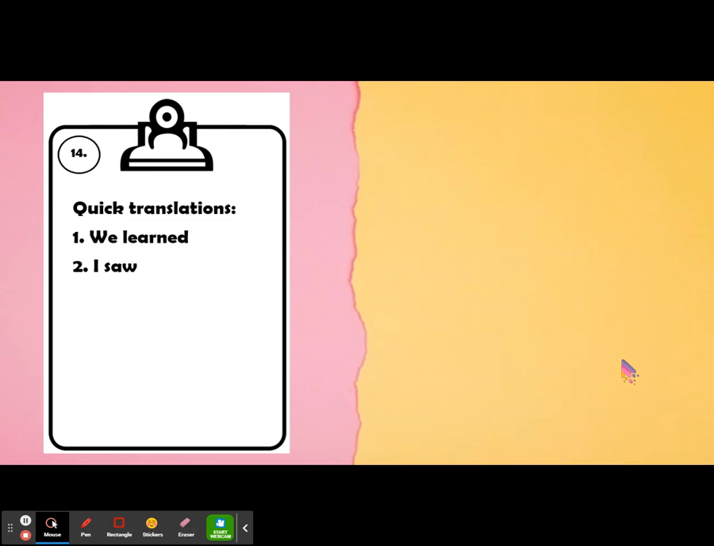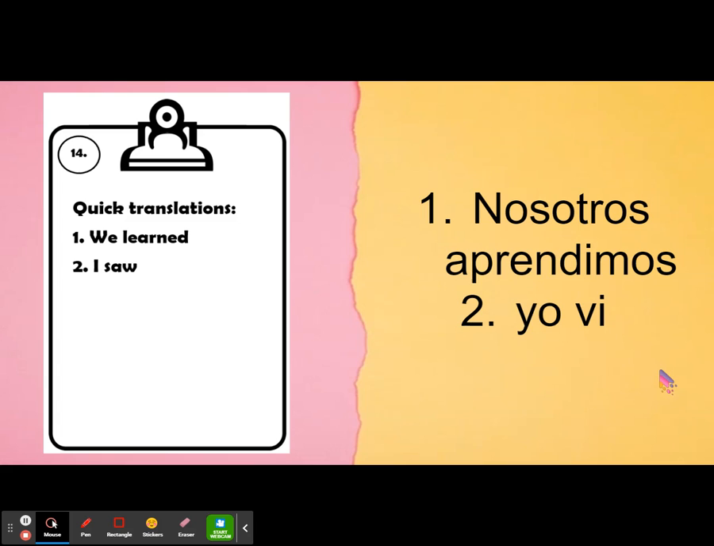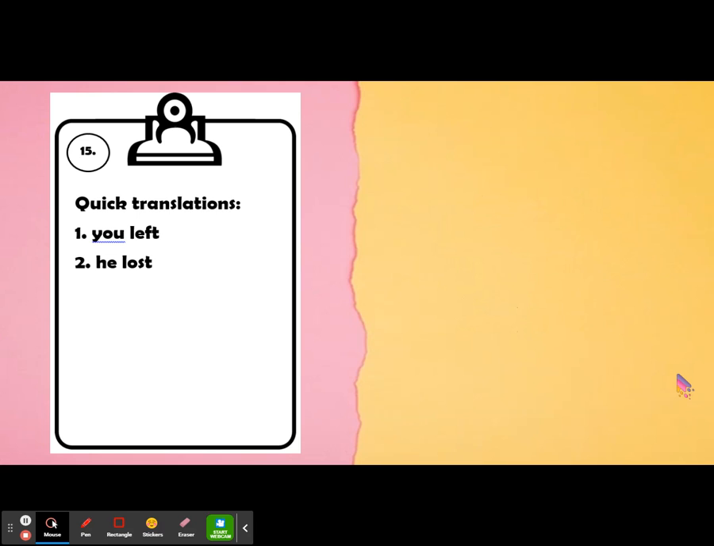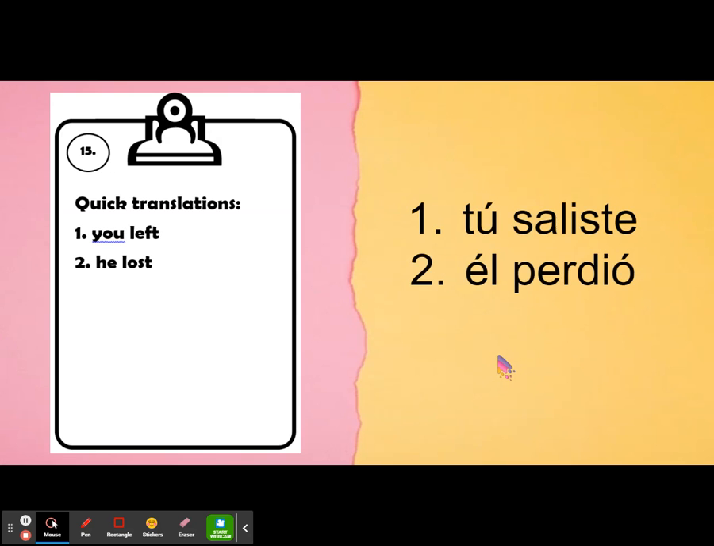All right, so quick translations. Number 14, how do you say we learned and I saw? All right, and hopefully you had nosotros aprendimos and yo vi. Number 15, quick translations. You left, he lost. Tú saliste, él perdió.